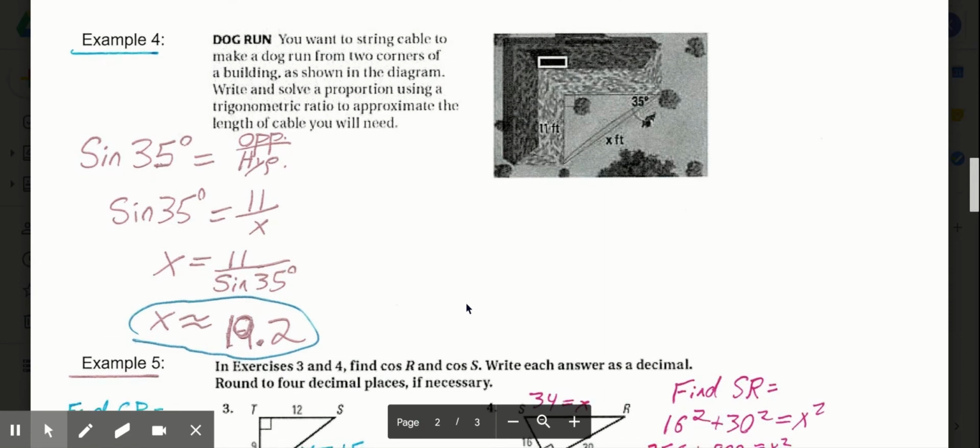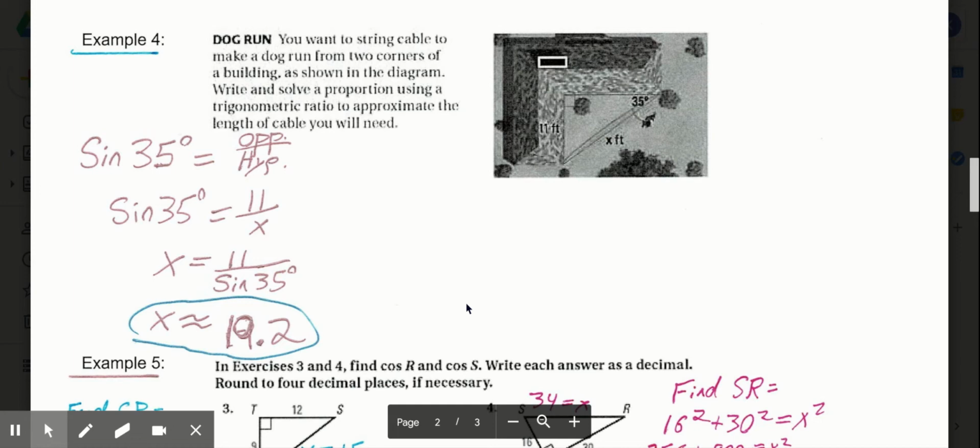Now example 4, a word problem applying the sine ratio when we know an angle measure and we are trying to figure out a side length, in this case the hypotenuse. So the word problem: you want to string cable to make a dog run from two corners of a building as shown in the diagram. Write and solve a proportion using a trigonometric ratio to approximate the length of cable you will need.